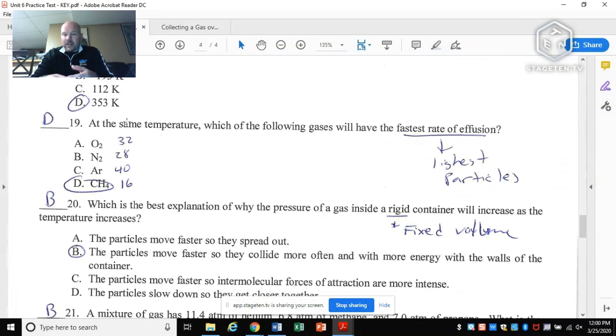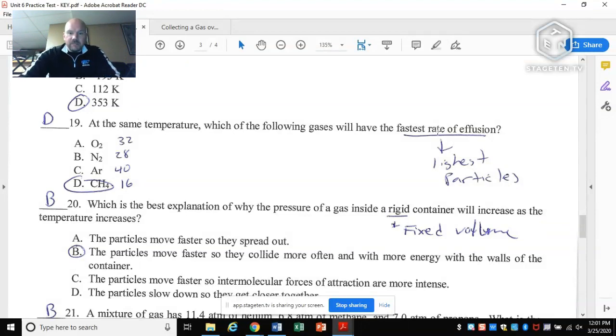And it doesn't matter if we're talking about effusion, which is gas particles escaping through a tiny hole, or diffusion, which is just the gas spreading out and mixing with other gases in the container. The faster particles will do both the fastest. The faster they're moving, the more they spread out, and the better the chance they have to escape. It's not about the size of the particle, it's about how fast they're moving and how many opportunities they get to escape. Remember, for an ideal gas, we assume particle volume is zero, so we ignore particle volume.